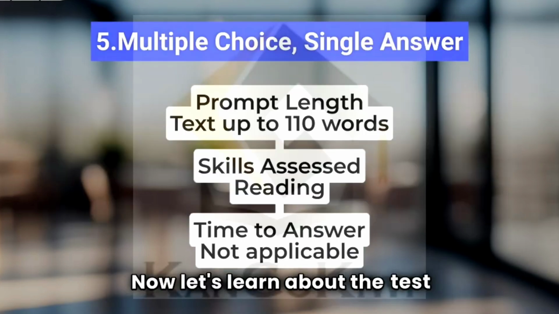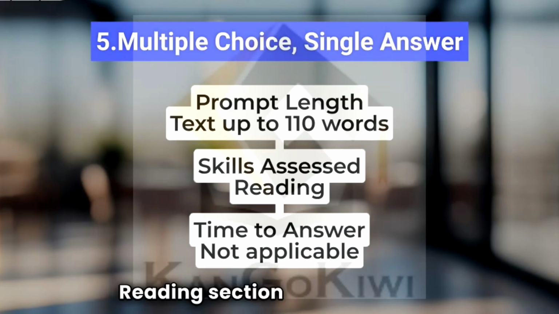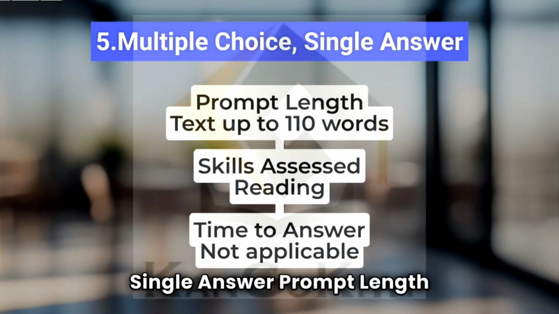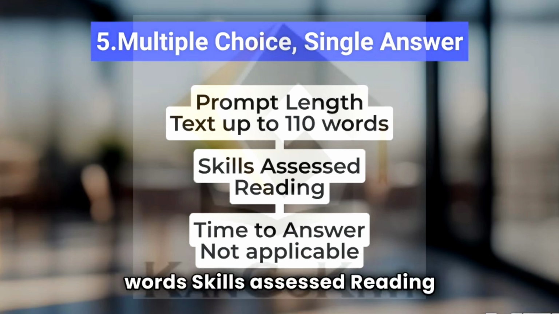Now let's learn about the test format, tips, and scoring criteria of Task 5 of the reading section of PTE Core. That is multiple choice, single answer. Task 5, multiple choice, single answer. Prompt length, text up to 110 words. Skills assessed, reading. Time to answer, not applicable.